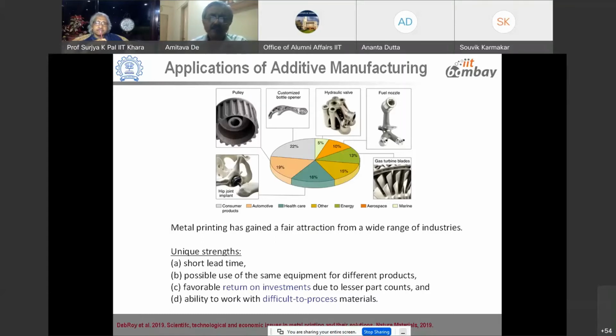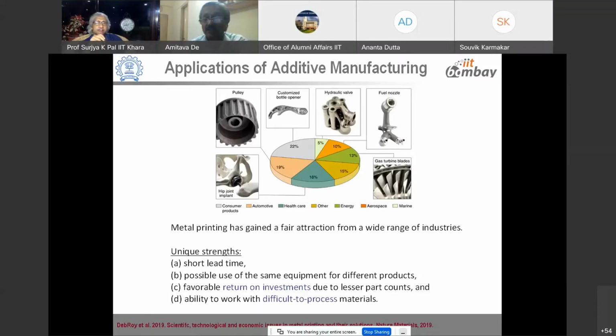In other words, this particular process or group of processes provides some unique strengths, like a very short lead time, because a three-dimensional part or a design like this can perhaps be broken into a number of two-dimensional slices, which can be easily converted into a path which will be followed by a robot or some manipulator, and on the path it will deposit material or feedstock powder or filler wire, and solidification of it will finally give us the part.